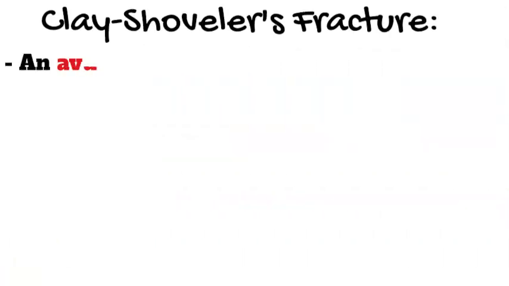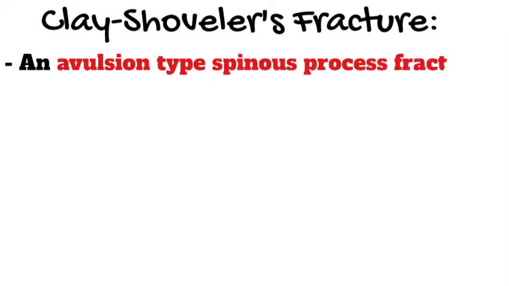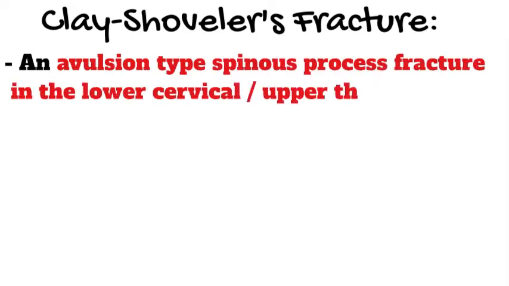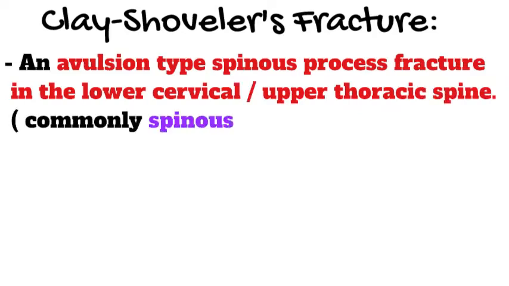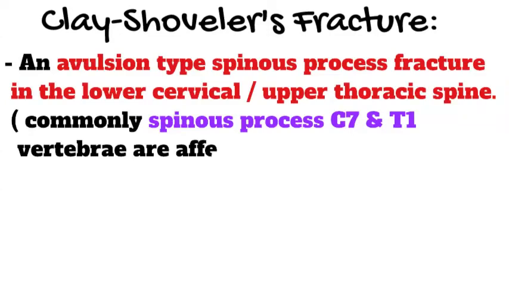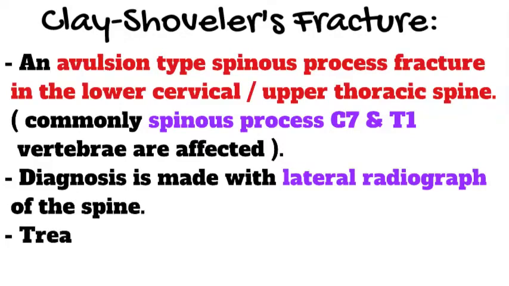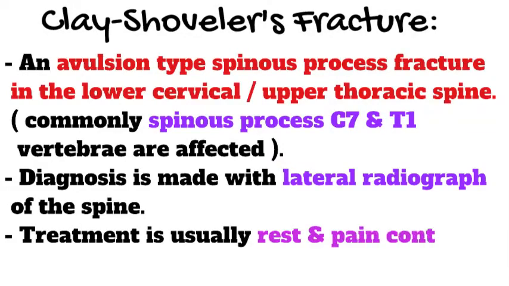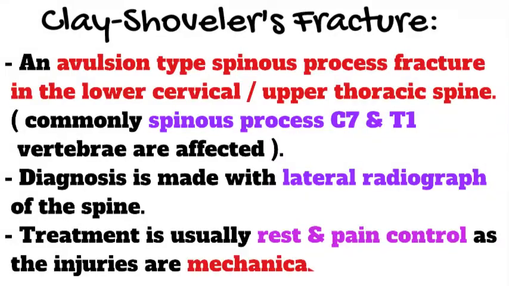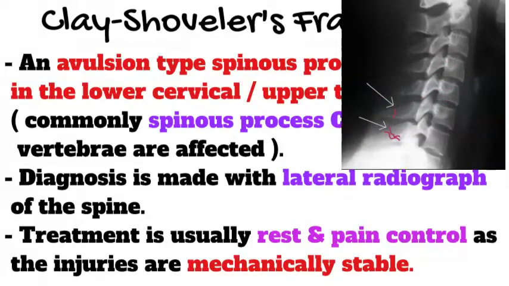Lastly, regarding Clay-shoveller's fracture, it is an avulsion-type spinous process fracture in the lower cervical or upper thoracic spine. It is commonly the spinous processes of the C7 and T1 vertebrae that are affected. Diagnosis is made with lateral radiograph of the spine. The treatment is usually rest and pain control as the injuries are mechanically stable. This X-ray shows an undisplaced C6 spinous process fracture and a displaced fracture of the C7 spinous process.